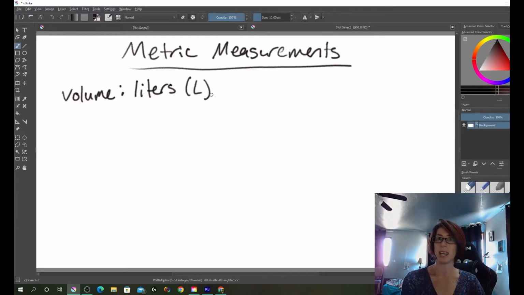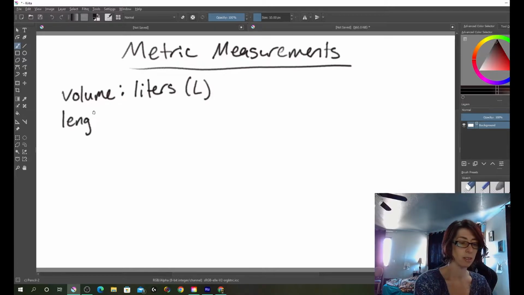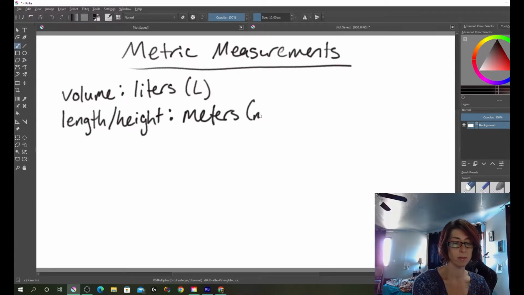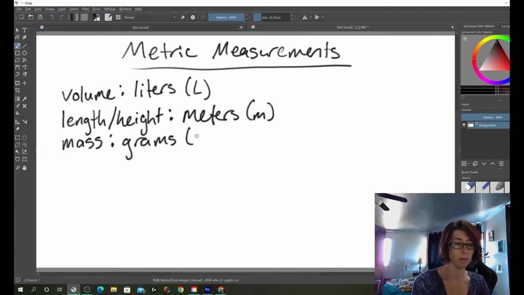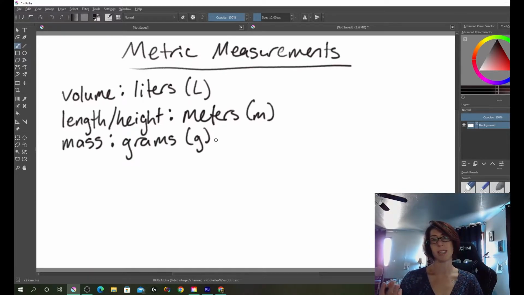If you're measuring length or height, you're going to use meters. We abbreviate that with the letter M. And if you're measuring the mass of something, then you measure in grams. Mass is a measurement on a scale. You have to use a scale or a balance to measure it. It's similar to weight. And we abbreviate grams with the letter G.